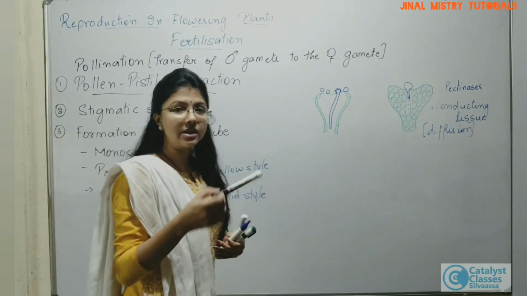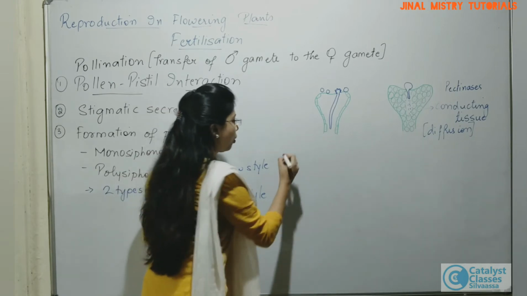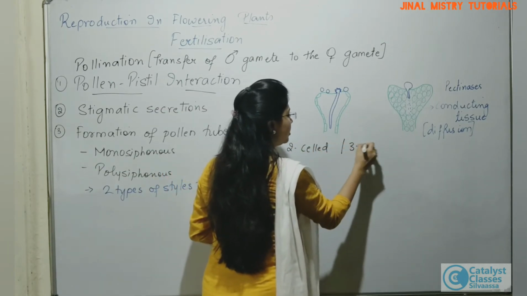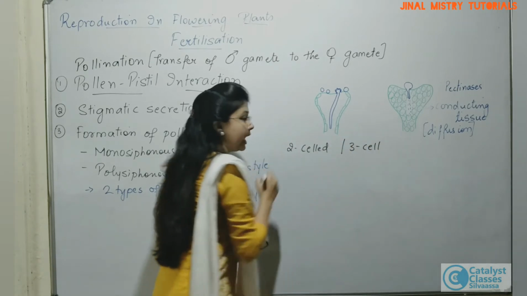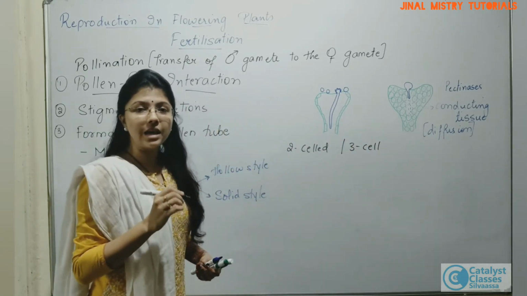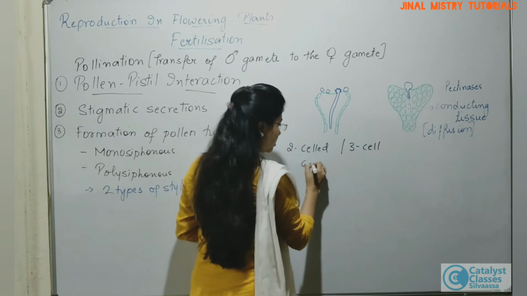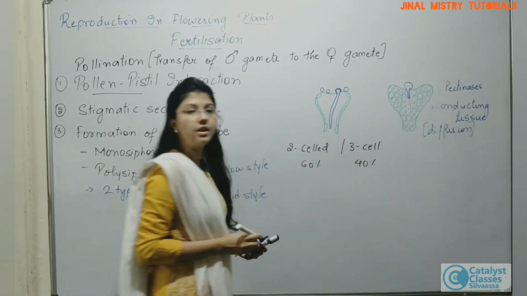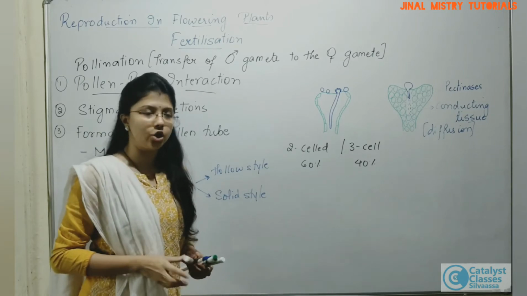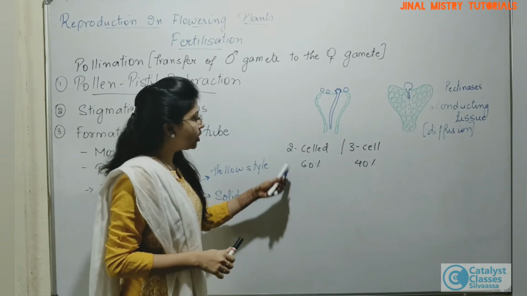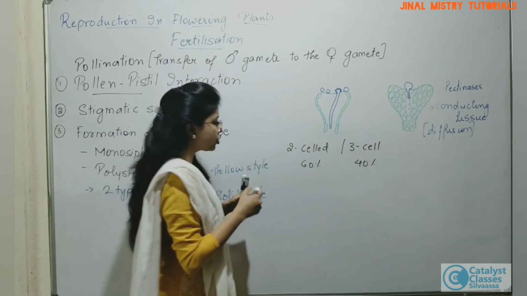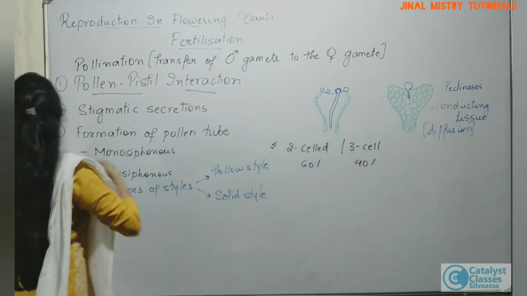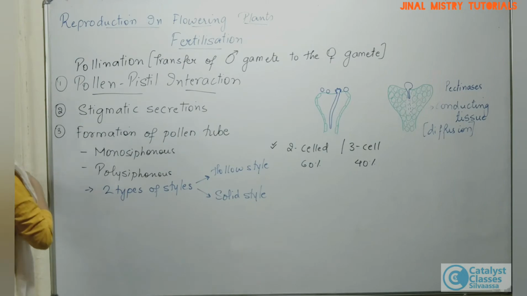Now, what is going to happen when pollen tube formation has taken place? You remember we had discussed earlier, the pollen grains can either be released at the 2-cell stage or the 3-cell stage. If it is released at the 2-cell stage, which generally takes place in 60% of the angiosperms, the rest of the 40% of angiosperms release the pollen grain at the 3-cell stage. So now we are going to mostly consider the case when the pollen grains are released at the 2-cell stage.